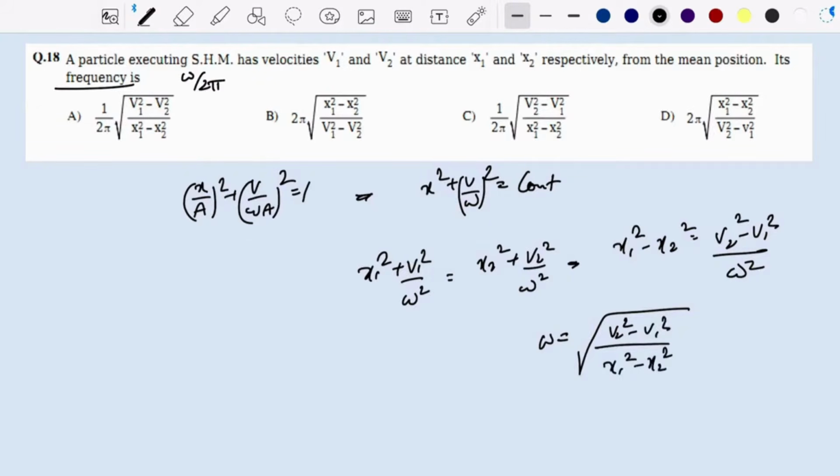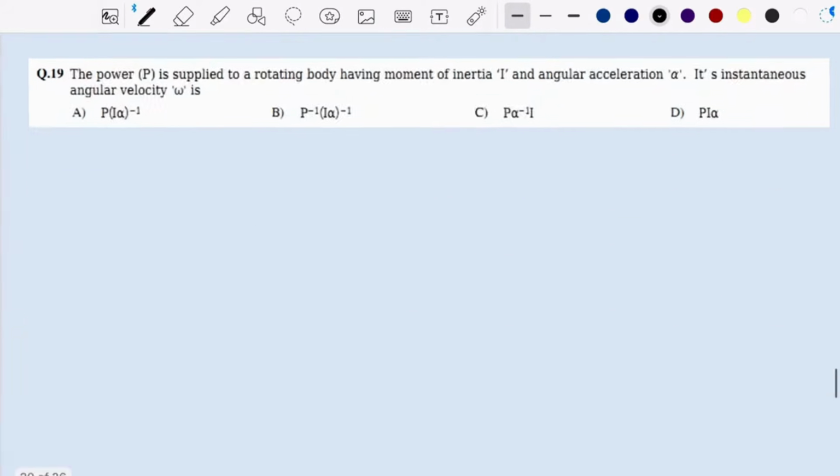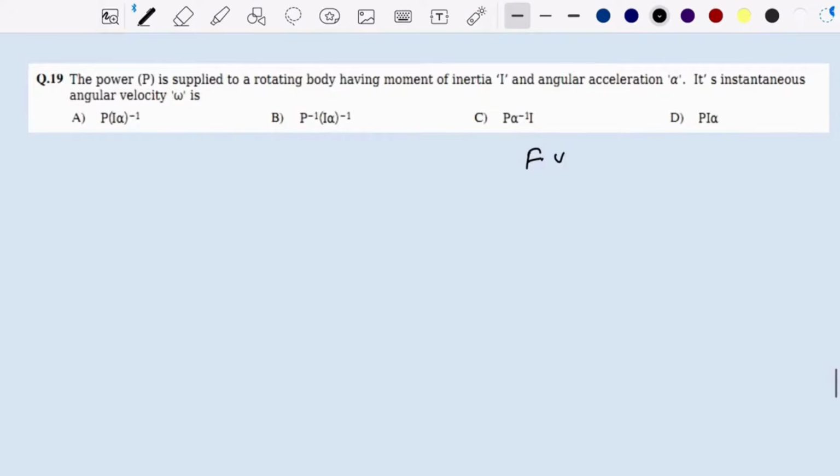Moving on. Power is generally defined as F dot V. In rotation, we can write it as torque dot omega, which is defined by P. Torque is basically I alpha. So I alpha into omega is equal to power.